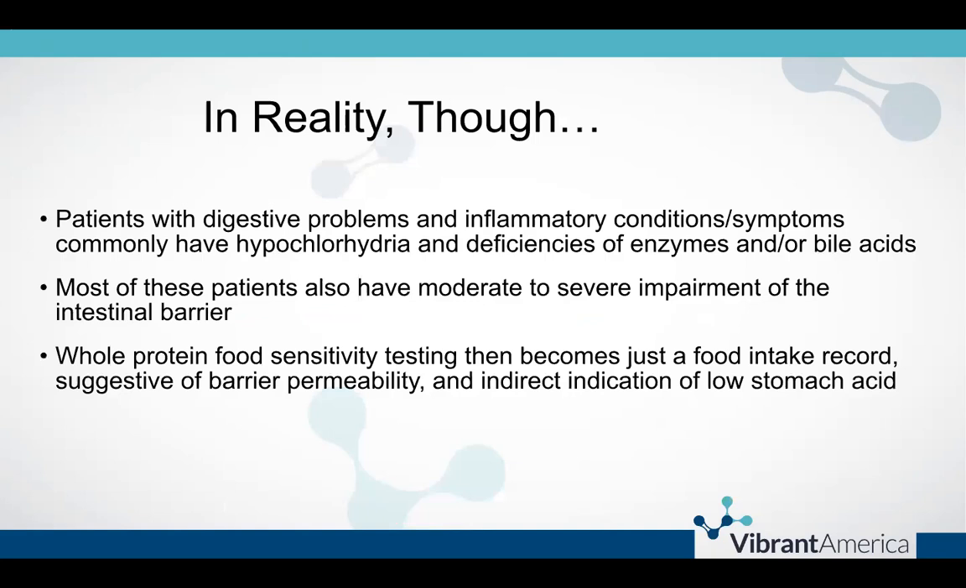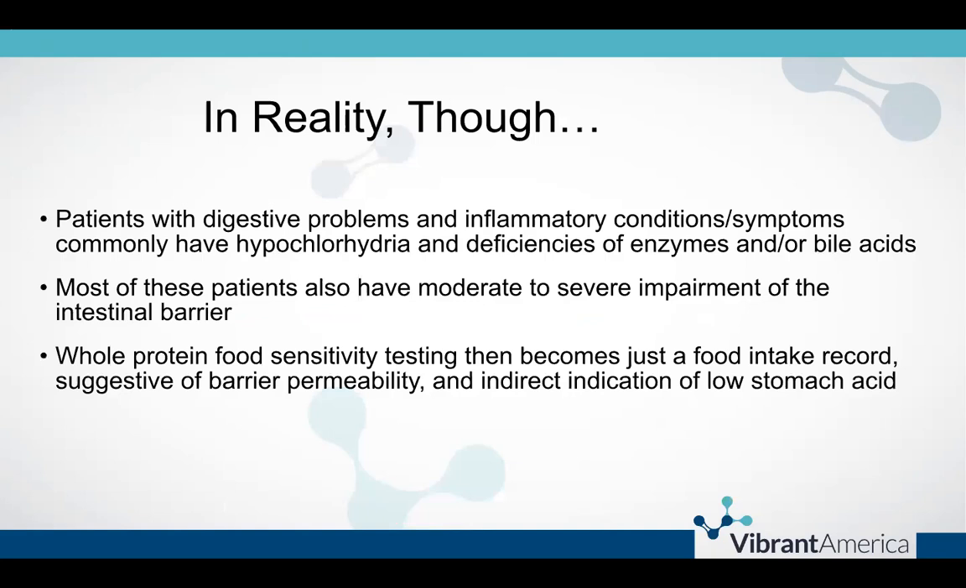For instance, they might have hyperchlorhydria and the pH is actually very, very low, and if there's not enough bile to neutralize that in the small intestine, the pH is incorrect in the small intestine, and enzymes only function at a certain pH range. So for instance, if you have too much acid and not enough bile to neutralize it, your digestive enzymes may be basically dysfunctional because it's too acidic for those enzymes to operate. That's just one example. Most of these patients also have moderate to severe impairment of the intestinal barrier.